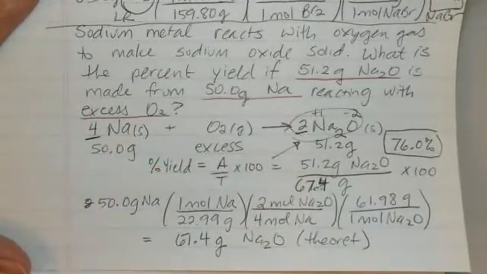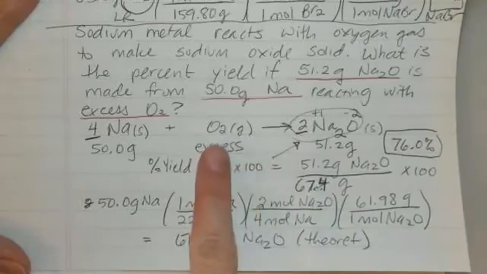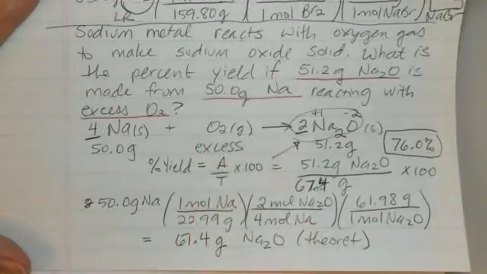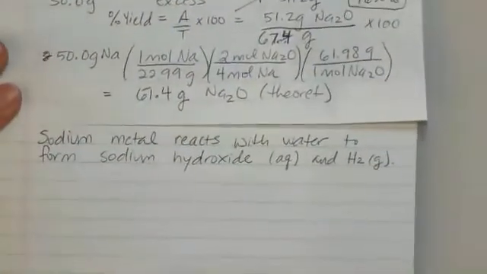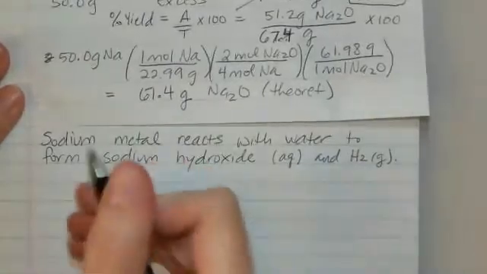All right, so in terms of the equations that you have to know how to predict and balance for the test, we did combustion. We did the alkali metal with halogen. We did the alkali metal with oxygen. The last one we have to look at is the alkali metal with water. All right, so next page, one more here, and then we're probably pretty good.